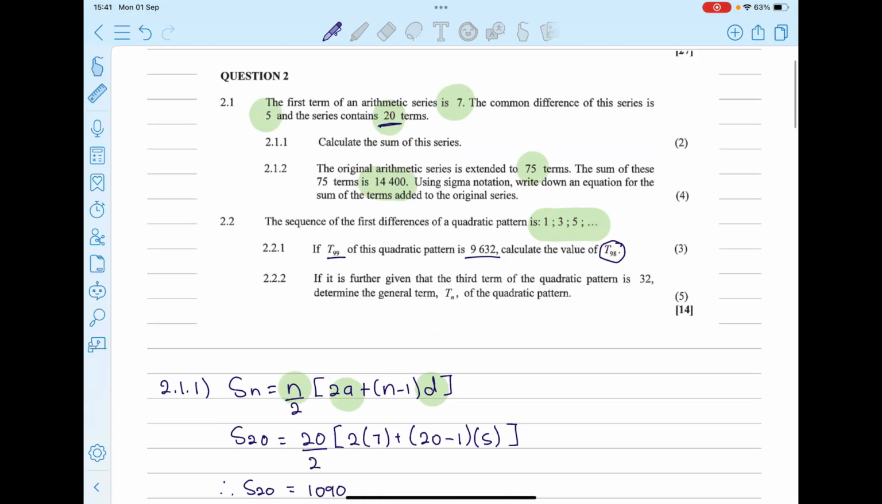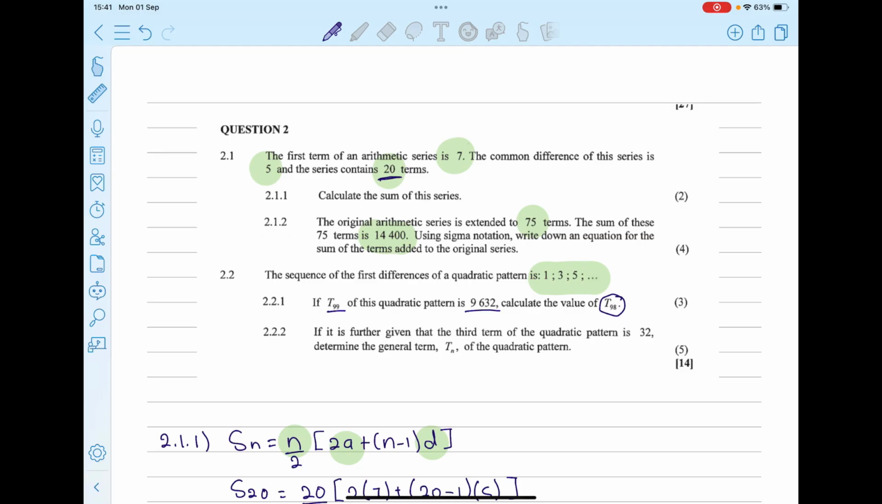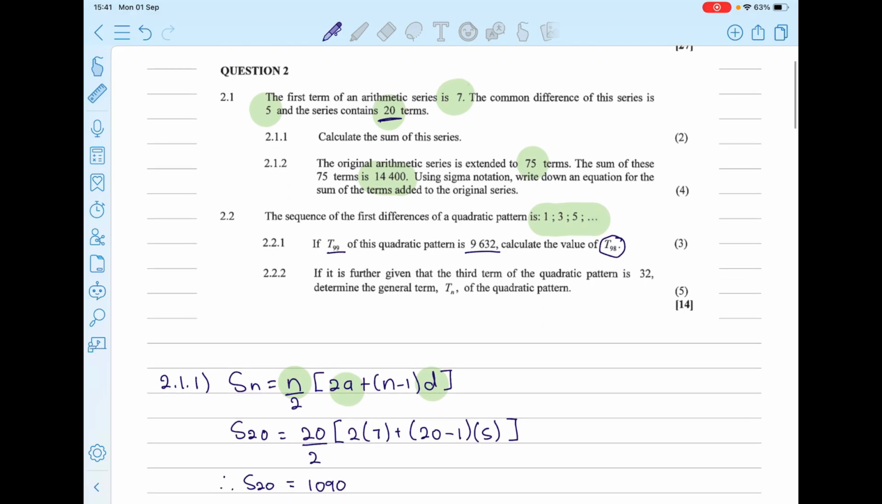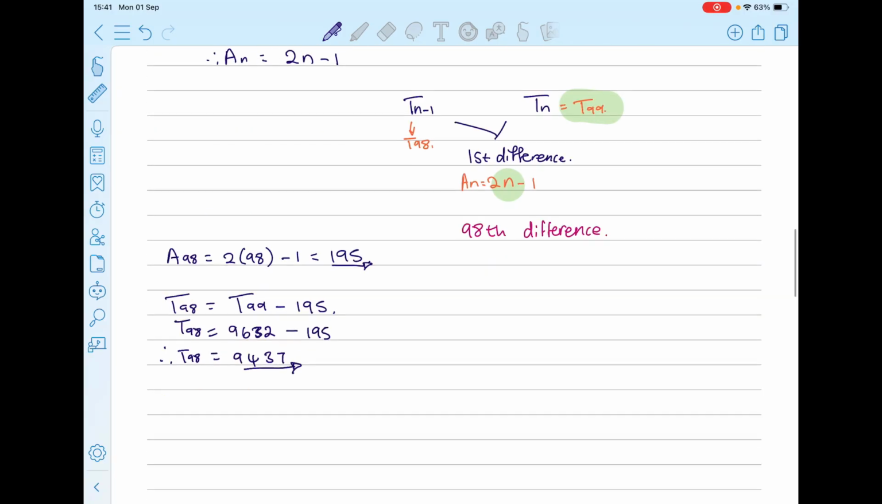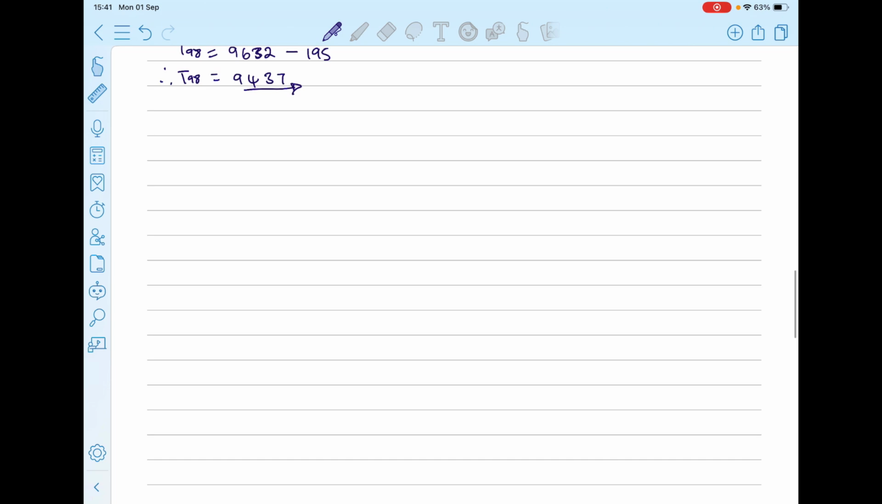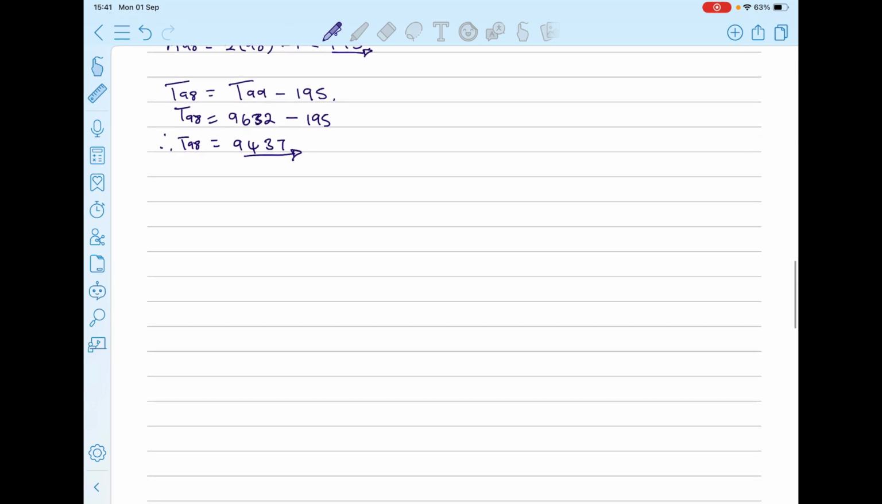Okay, moving on to the last question, 2.2.2. We are told if it is further given that the third term of the quadratic pattern is 32, determine the general term Tn of the quadratic pattern. Okay, so this is a typical quadratic pattern equation where we need to determine how to get the general term. So let us do that.